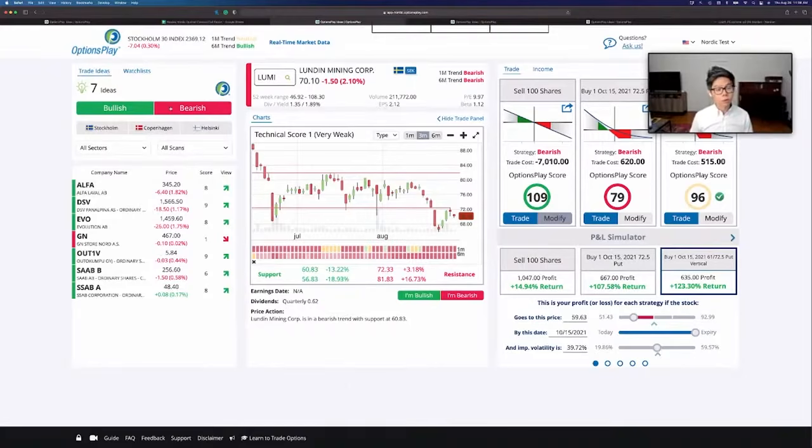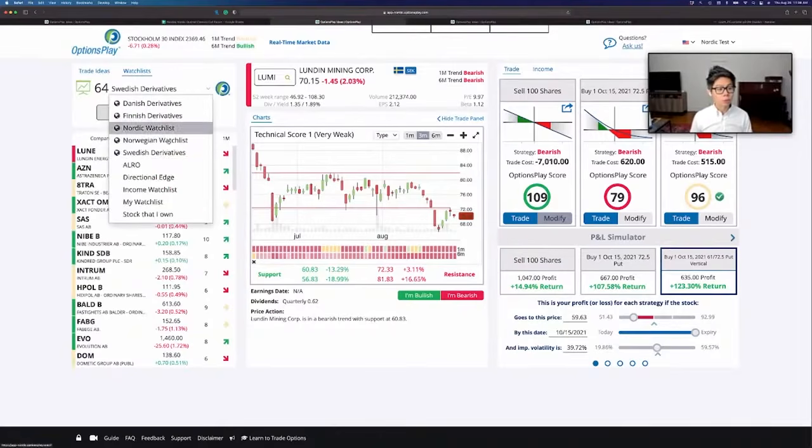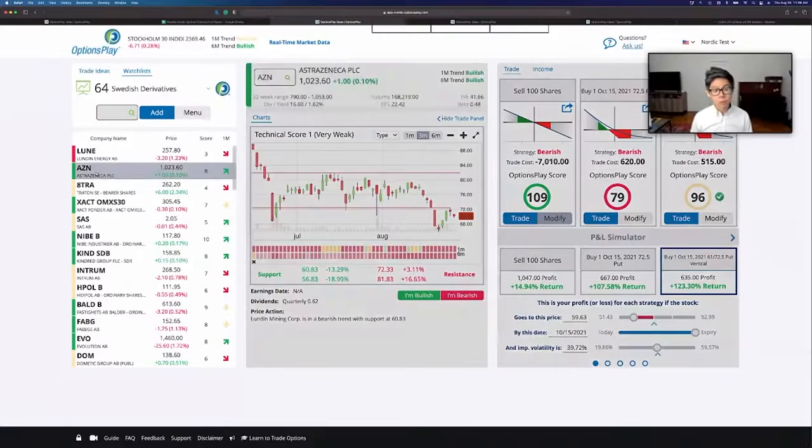We have fresh trade ideas that are scanned for you in the morning based on technical indicators. And you can also build your own watch list. We have pre-built watch lists for all the major Nordic markets that you can quickly utilize, or you can create your own watch list so that you can click on a symbol and instantly populate the rest of the screen.